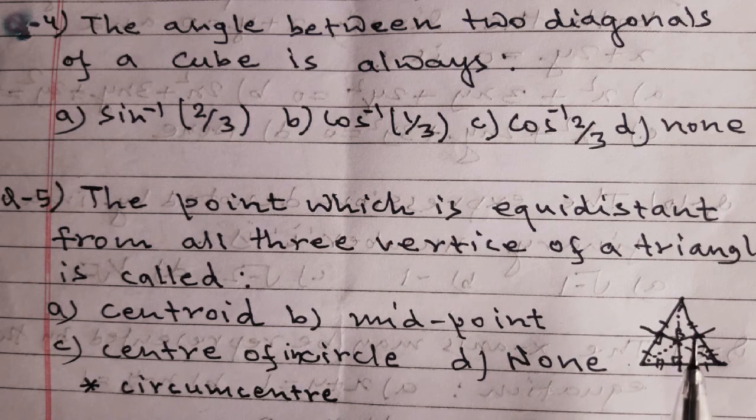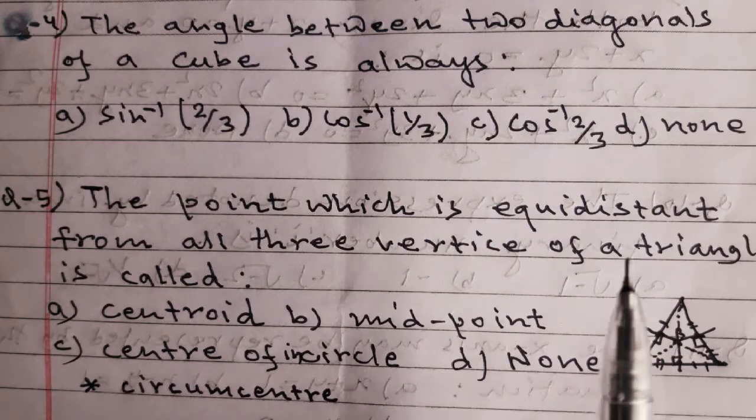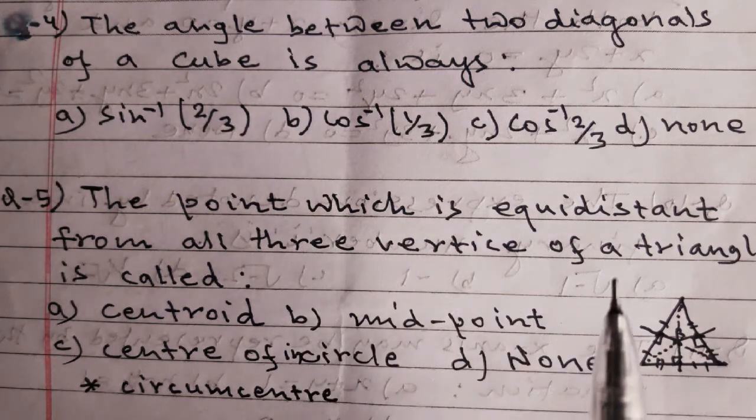That means the circumcenter, the point of intersection of the perpendicular bisectors of the three sides of a triangle, always meets at a point which is called the circumcenter, and the circumcenter is the point which is equidistant from all three vertices of a triangle. So none of the given three options is true. So we have to circle option D, none. The point which is equidistant from all three vertices of a triangle is called the circumcenter.